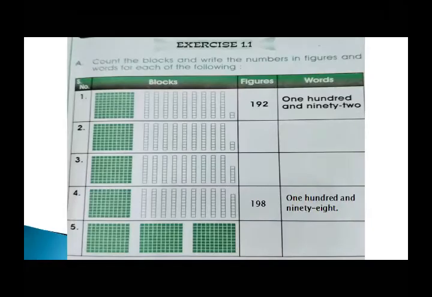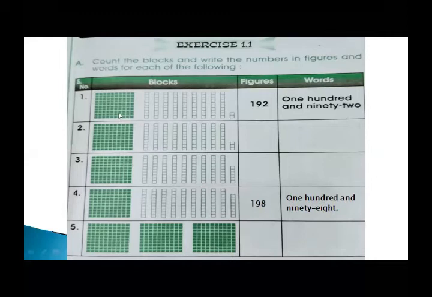Here you see I'm solving. Here 2 questions are solved for your guidance. Exercise 1.1. Look onto your screens and also open your books, page number 1. Here you see: count the blocks and write the numbers in figures and words for each of the following. The first column is of blocks, the second of figures, and the third of words. So the dark green blocks: only one box is present here, and here you see 3 blocks of 100.